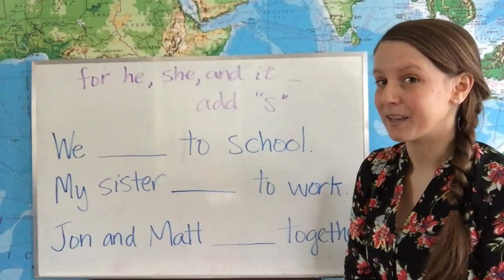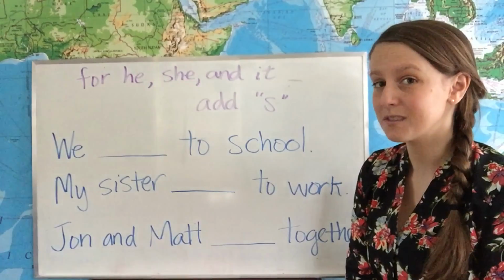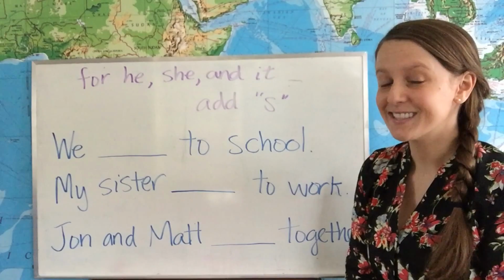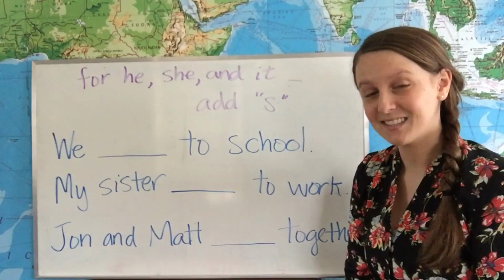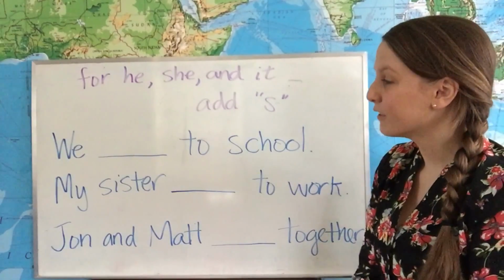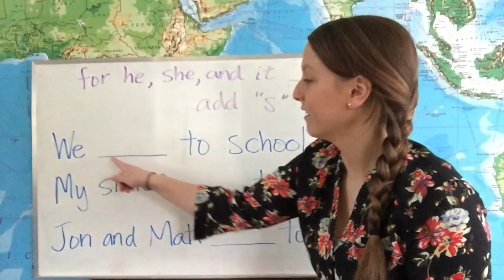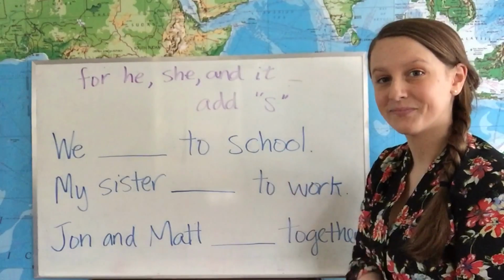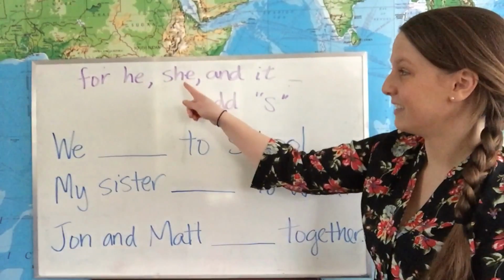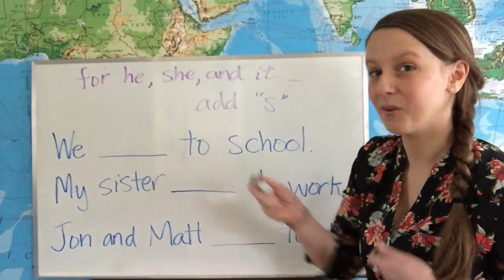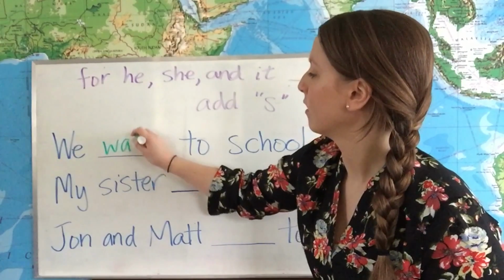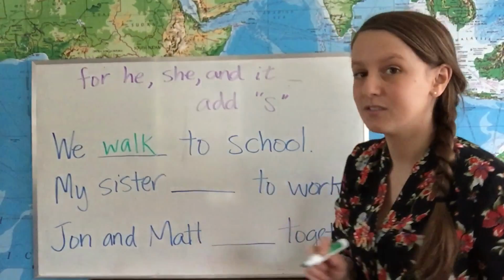We're going to look at some examples, and we're going to use the verb walk for all of them. So let's think about if we need to add s to the verb walk or not. Our first example is we walk to school. Our subject is we, not he, she, or it. So we will not add s. We walk to school.